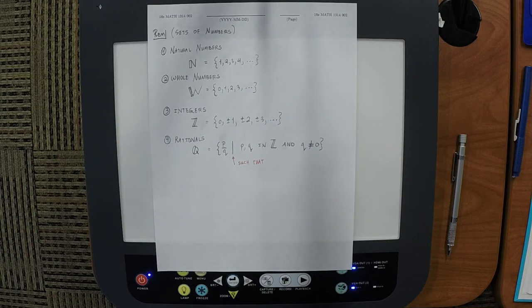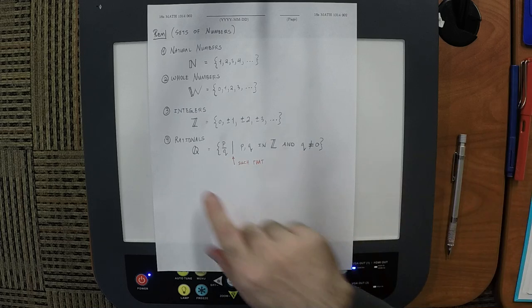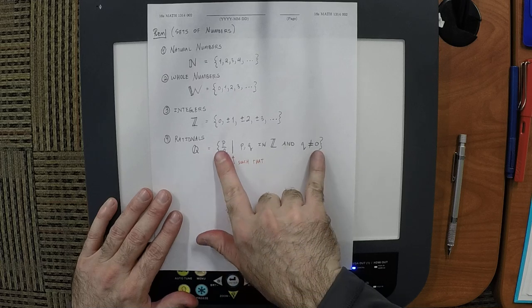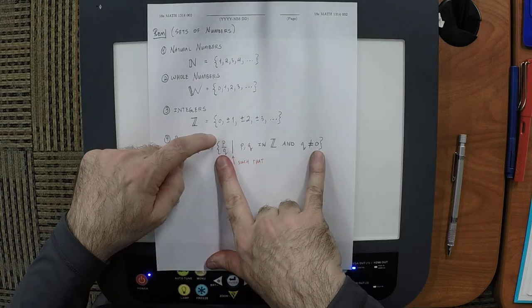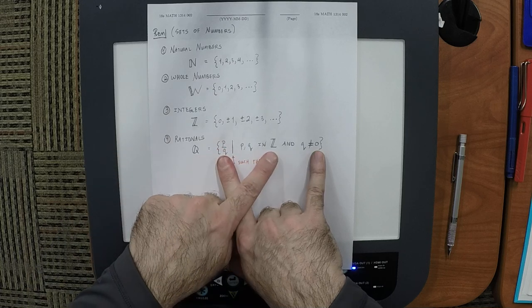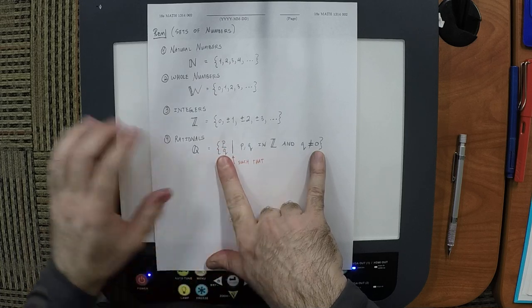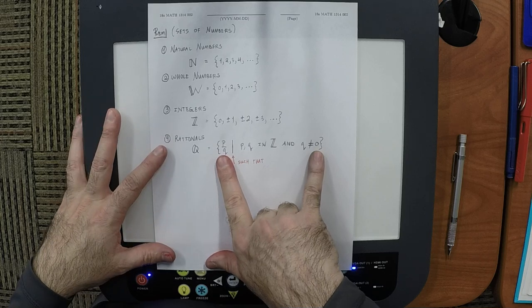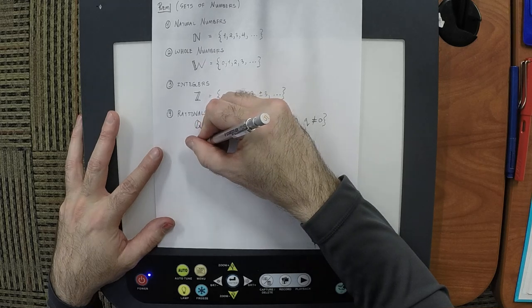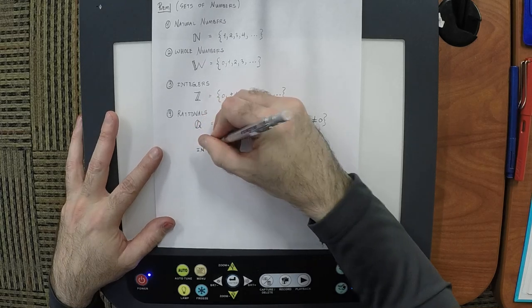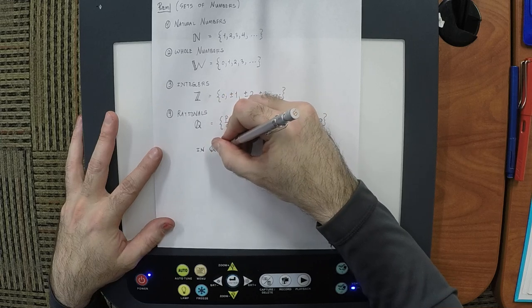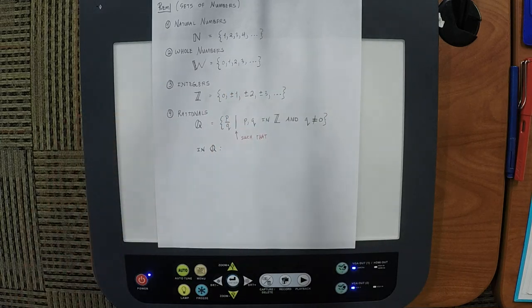So to render that statement in English, the rationals is defined as the set of all expressions of the form p divided by q, where p and q are both integers, and the denominator is not zero. Okay. So some examples of things that are in the rationals. So what's an example of a rational number?